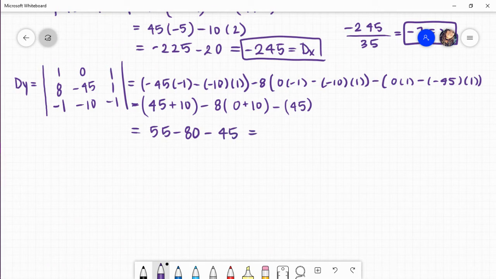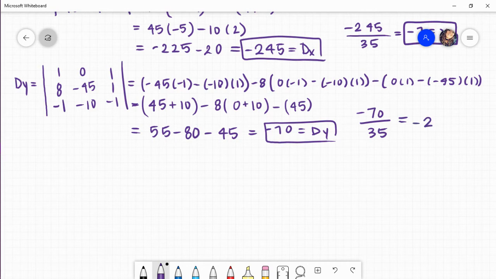Using my calculator, if I do 55 minus 80 minus 45, what I get is a negative 70, which is my d sub y. In order to actually solve for y, I need to do d sub y divided by d. That's going to be 2. Signs are different, so it's negative. That's my y. Does that make sense, y'all?